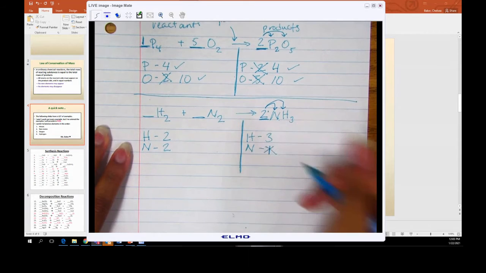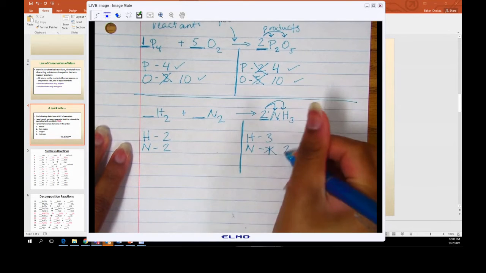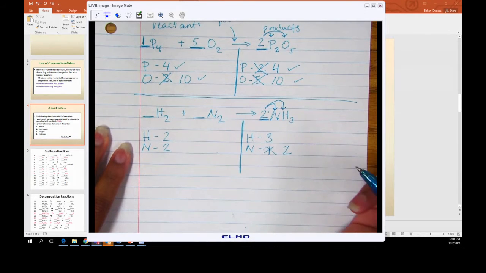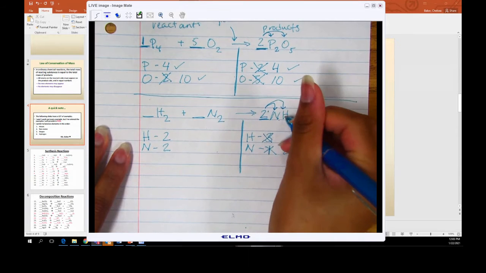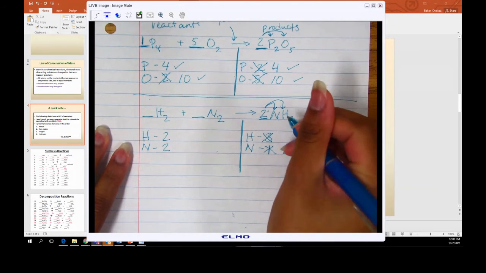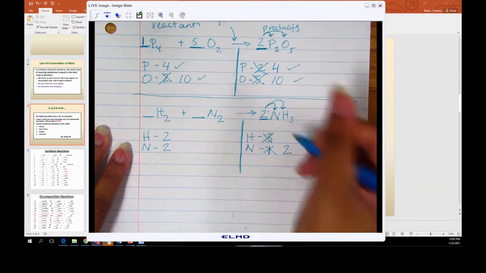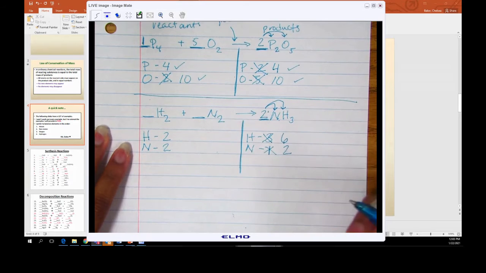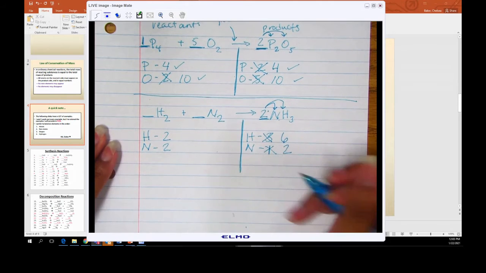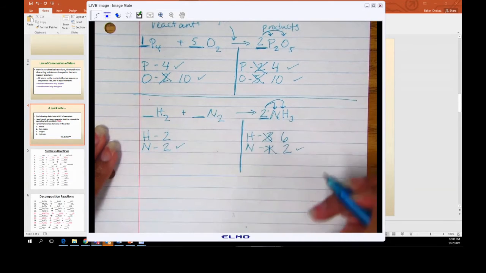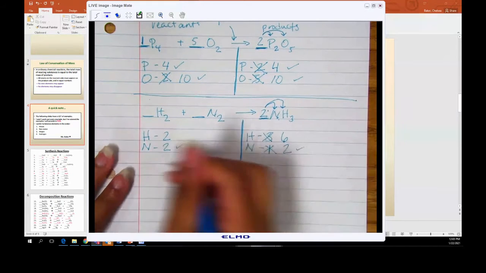So I'm going to change my counts. I now have 2 nitrogens. And my count on hydrogens is the 3 I already had times the 2 from the coefficient. So that gives me a total of 6 hydrogens. Well, now my nitrogens are balanced. That's good. But my hydrogens aren't balanced.